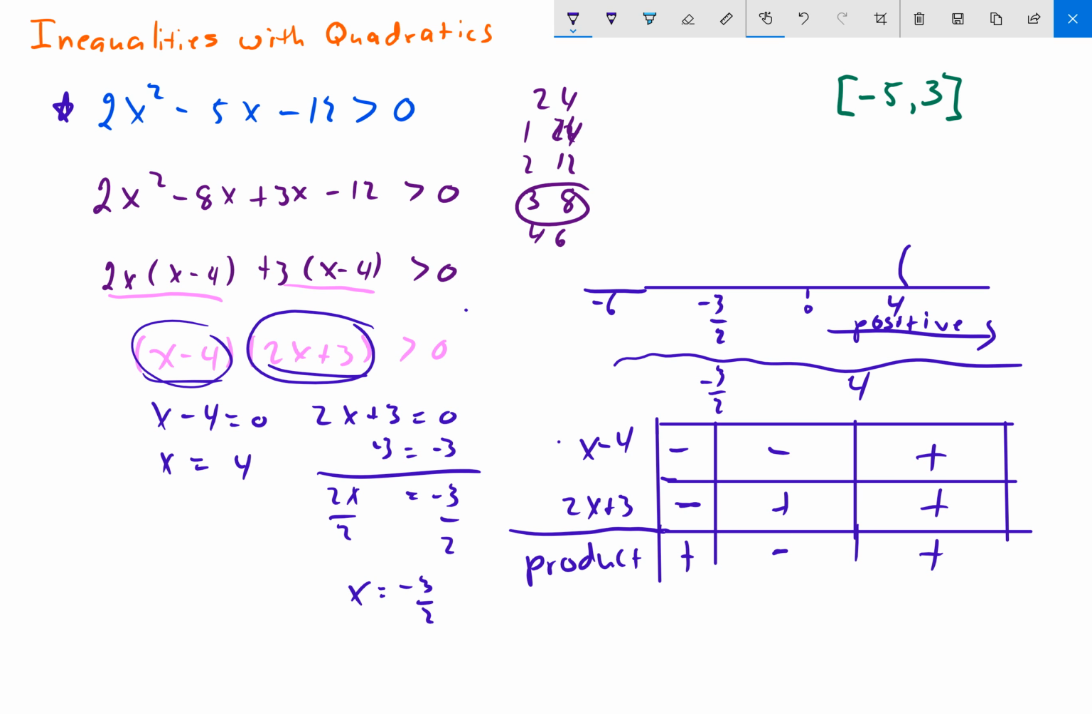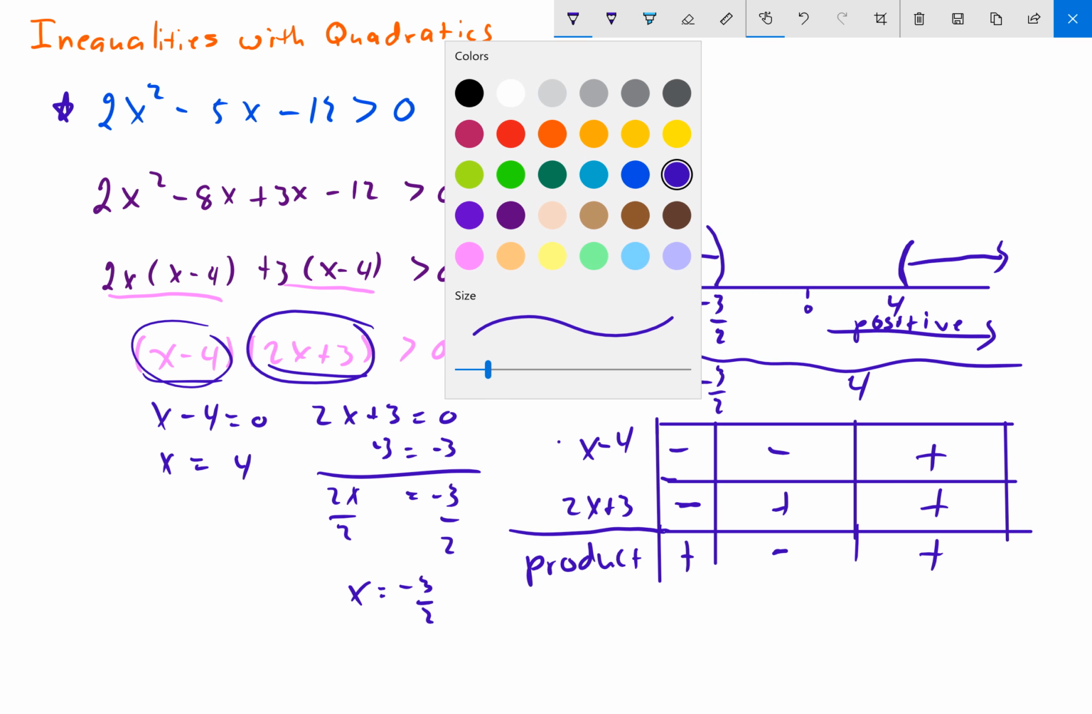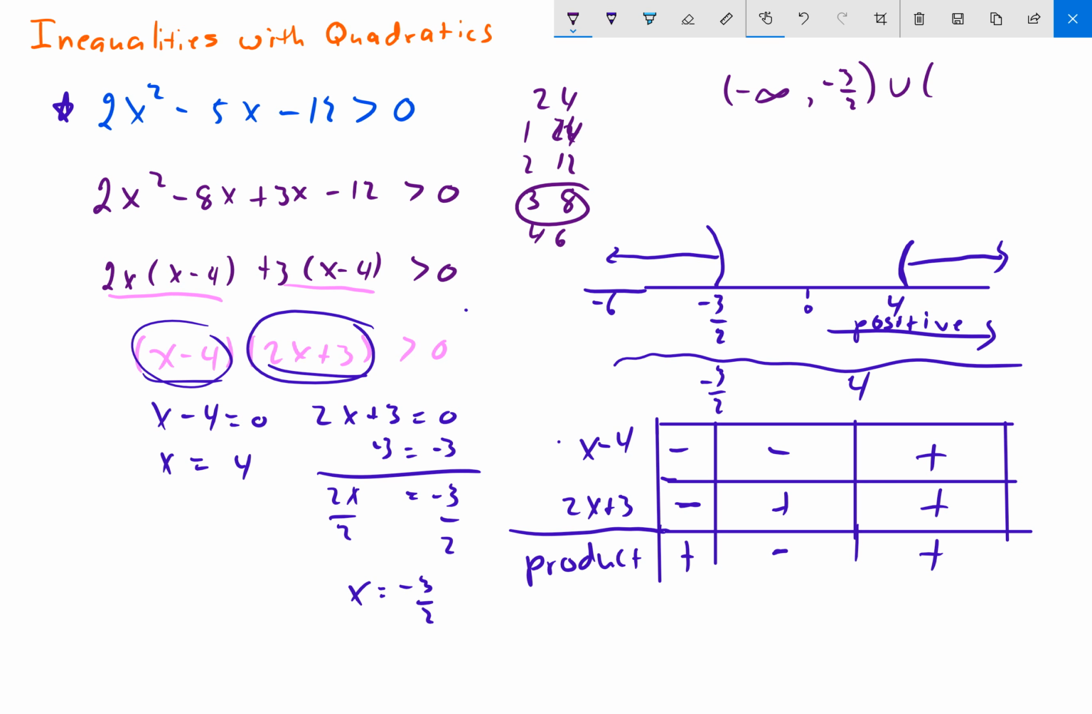So it's going to be open parentheses on the 4, it's going to go that way. It's going to be open parentheses on the negative 3 halves, it's going to go that way. And that's what my number line would look like. My actual solution set would be negative infinity to negative 3 halves, parentheses, or 4 to infinity.